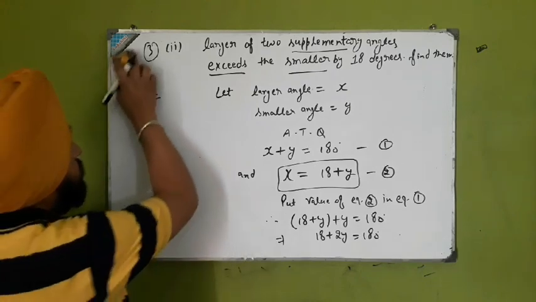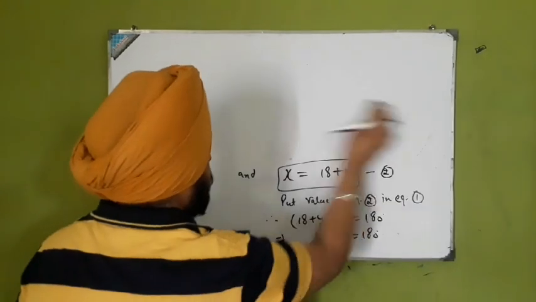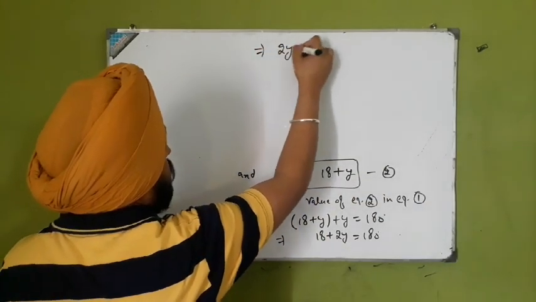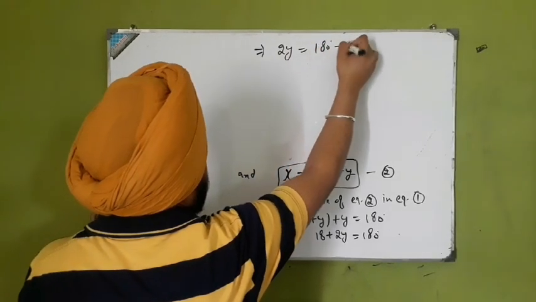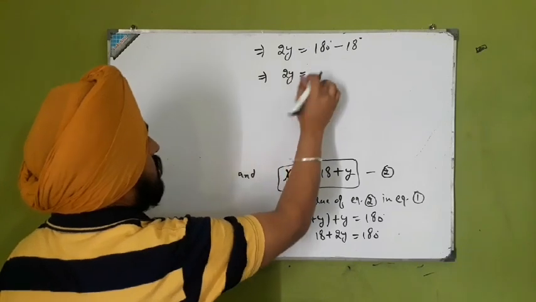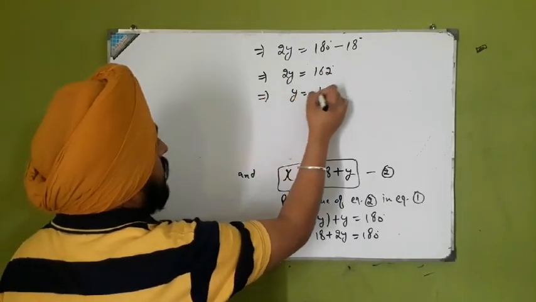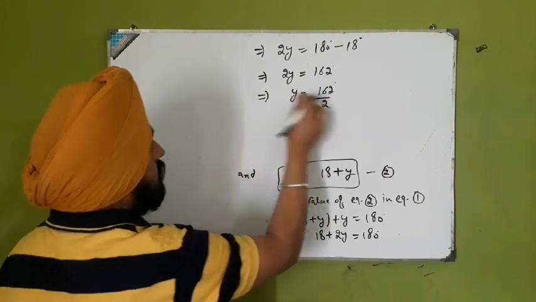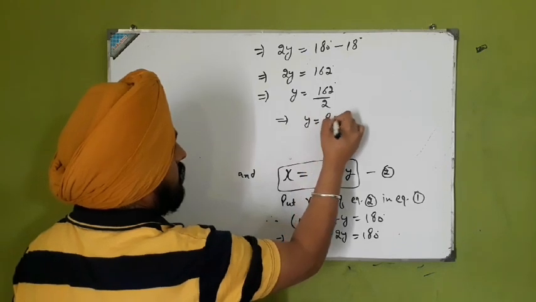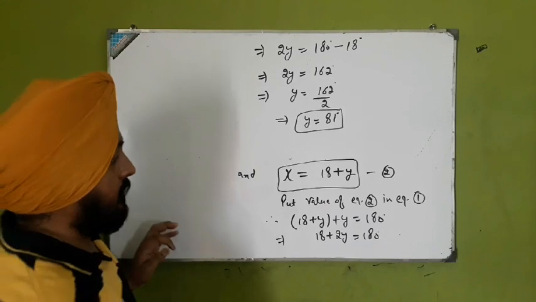Next, it implies 2y is equal to 180 degrees minus 18 degrees. So 2y is equal to 162 degrees. Only y is equal to 162 over 2. This 2 will go to the division. So the value of y is 81 degrees.